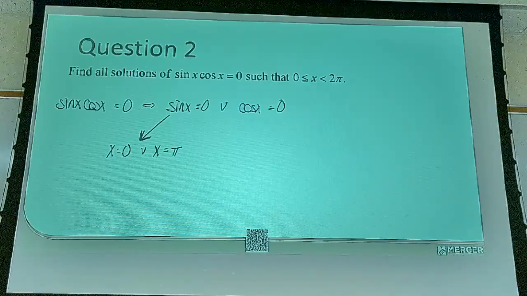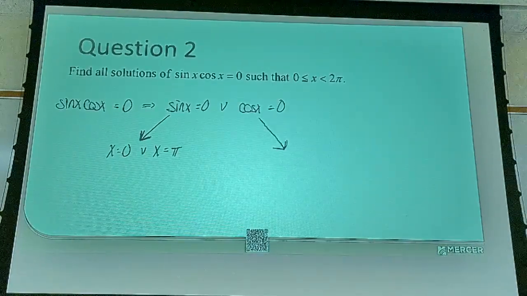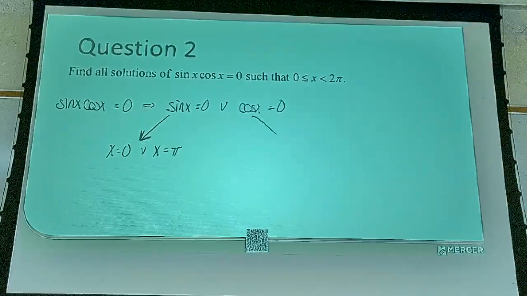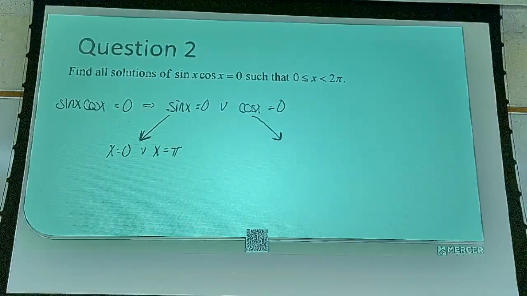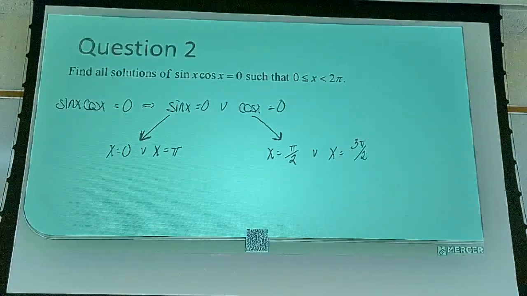And then you tackle cosine x equals 0. Pi over 2 or 3 pi over 2. Now you just combine all of them, right? All of those values are solutions. That's your solution set.